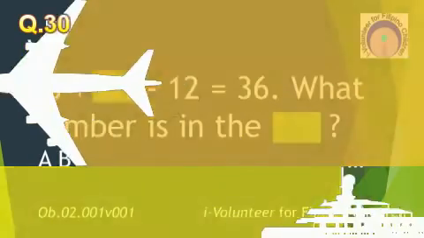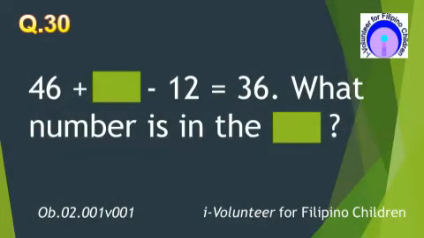Number 30. 46 plus box minus 12 equals 36. What number is in the box? I repeat, 46 plus box minus 12 equals 36. What number is in the box? Your timer starts now.